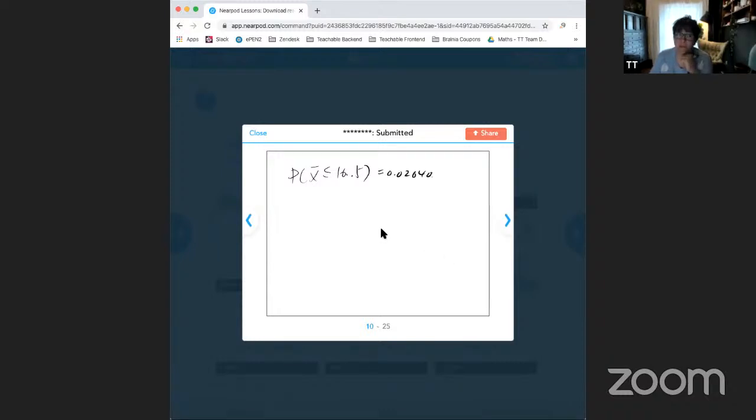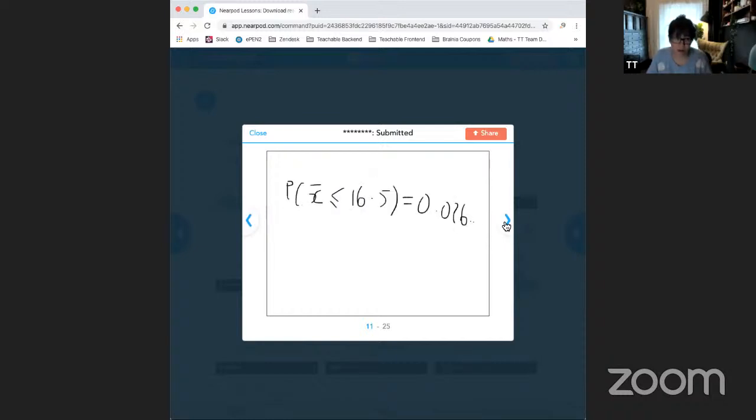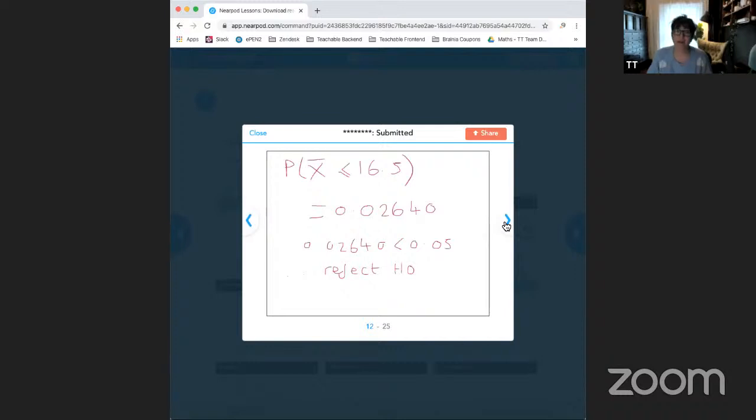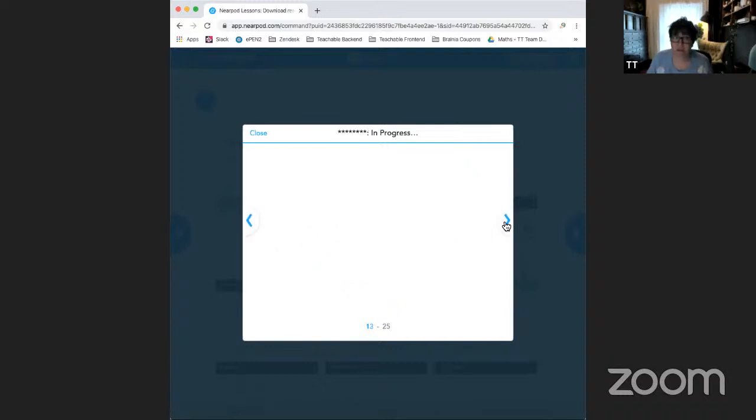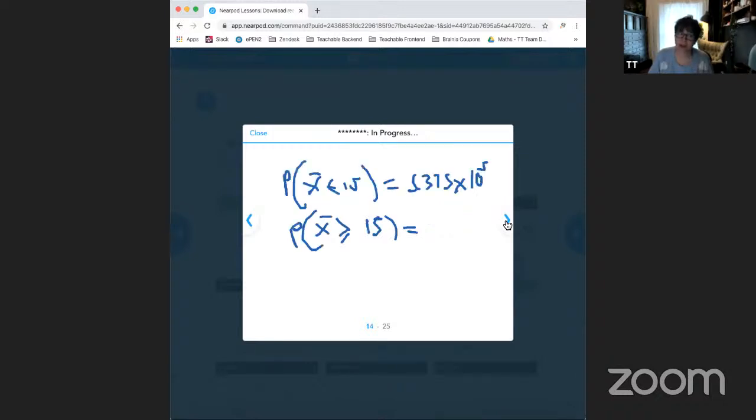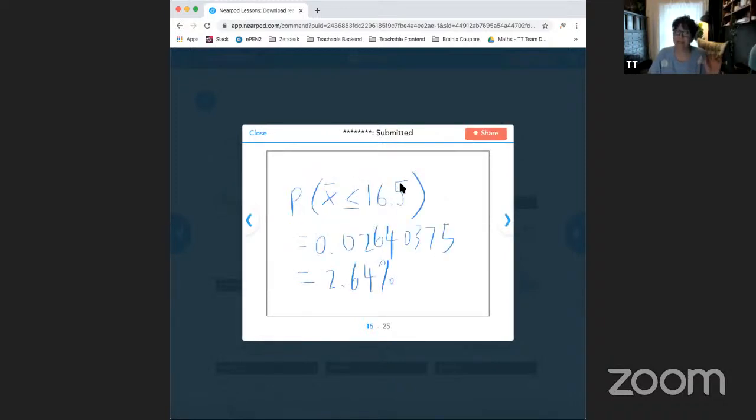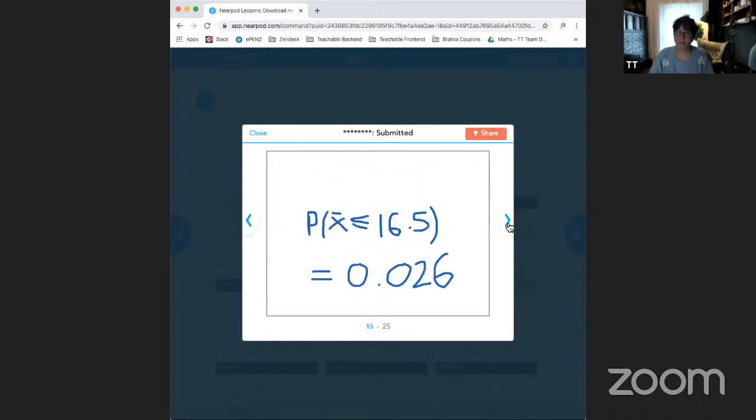Okay, perfect. How far to the left is 16.5? It's in the bottom 2.6% of weirdness. Perfect. Excellent. This one's getting there. We just now need to work out that actual probability. Now it's not 15. It's less than or equal to the actual thing that actually happened. Less than or equal to 16, because 16 is what actually happened. 16.5 was the average. Perfect.